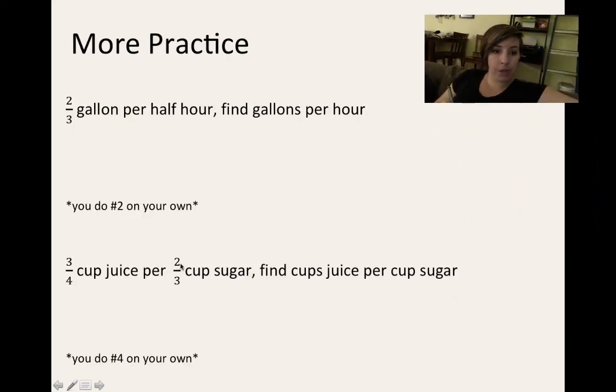Okay, so some of these on your notes you're going to practice on your own. Some of them we're going to do together. So 2/3 of a gallon per half hour. Find gallons per hour. So do 2/3 divided by half an hour. Write this down. The word half is that fraction, 1 over 2. That is 1/2. So we have gallons per hour. So the gallons has to go on top and the hours has to go on bottom.